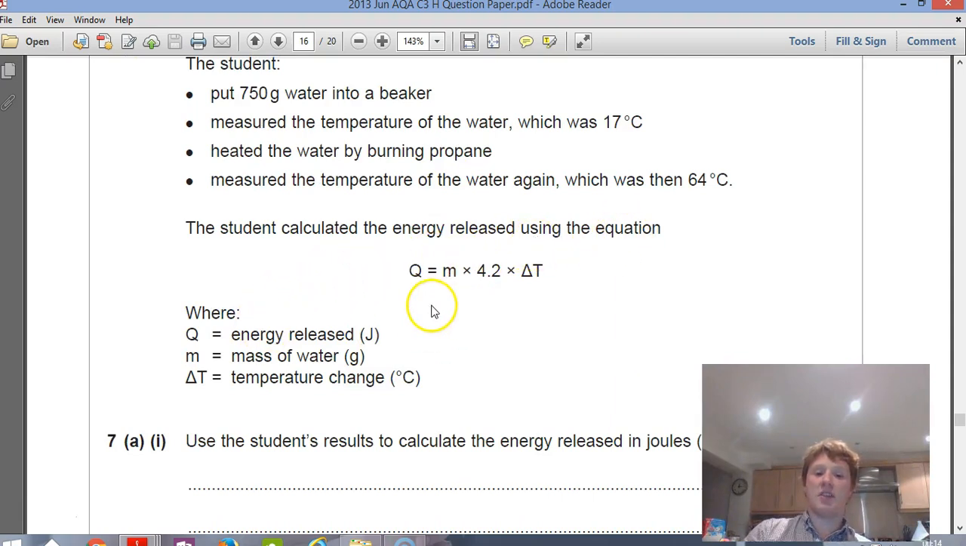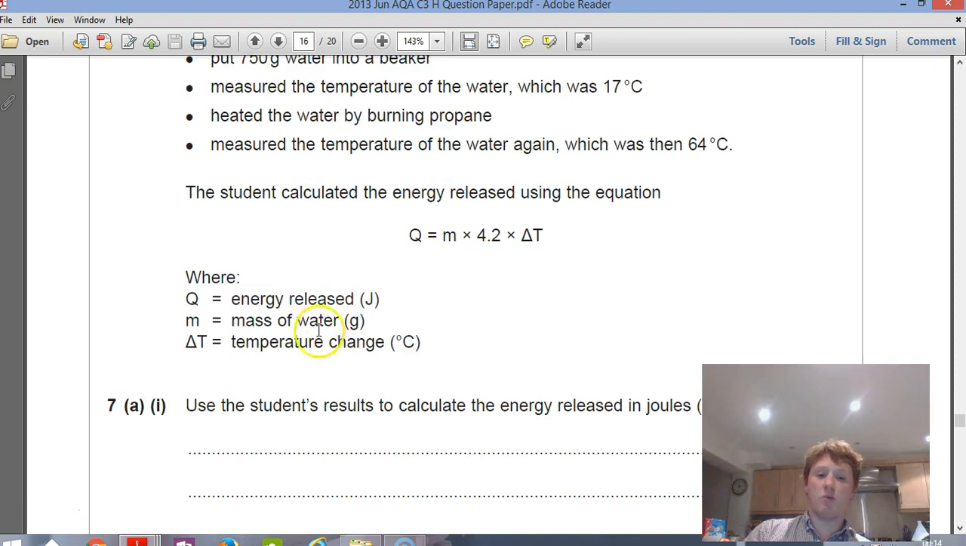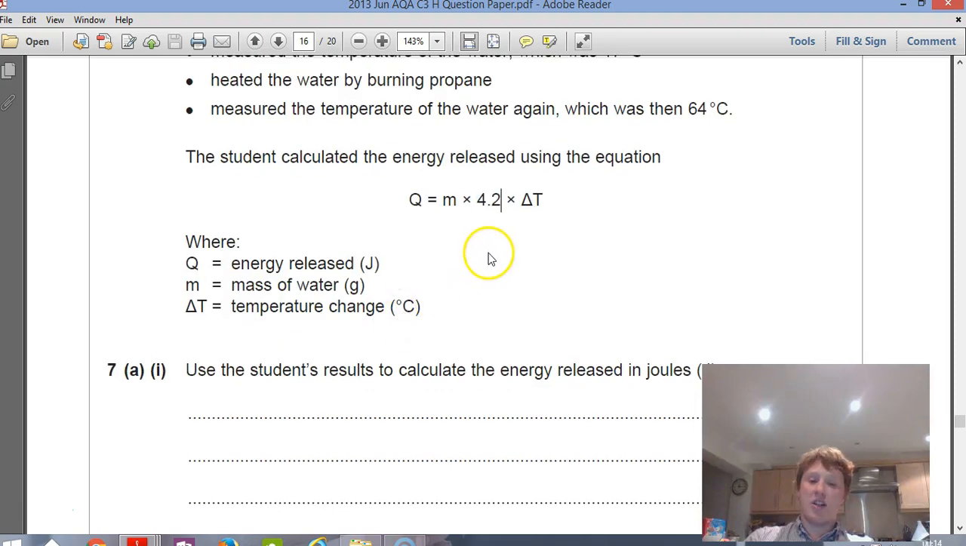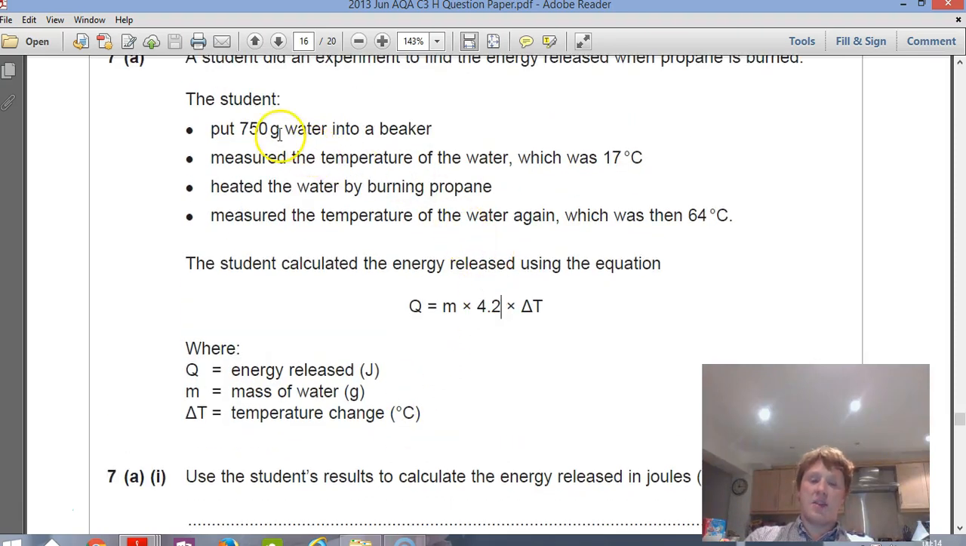So Q is the energy released. M is the mass of the water. Delta T is the temperature change. So that triangle there is delta, the Greek letter capital delta. And if you see it in science, it means change. And then 4.2 is the specific heat capacity of water, the energy required to raise the temperature of 1 gram of water by 1 degree. So calculate the energy, you're given an equation, you're given the mass of the water, you're given 2 temperatures, go.